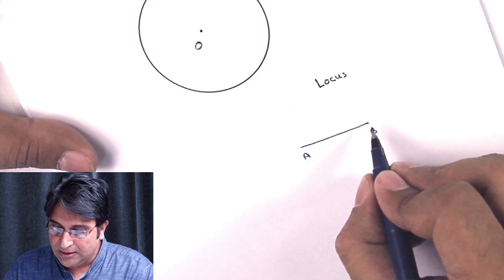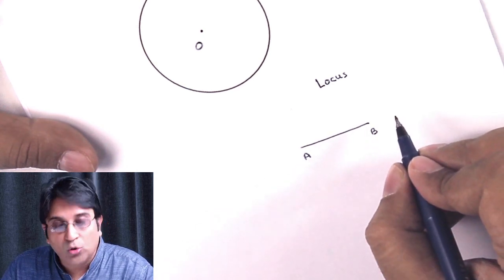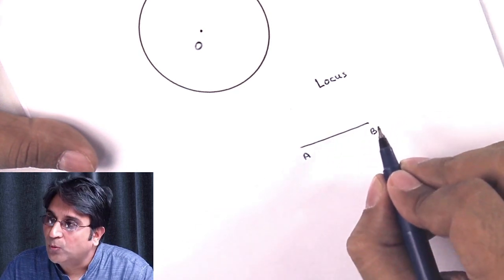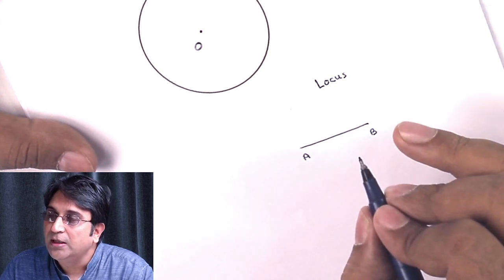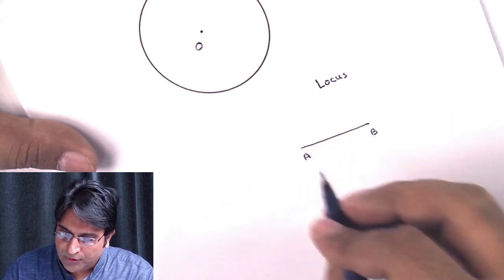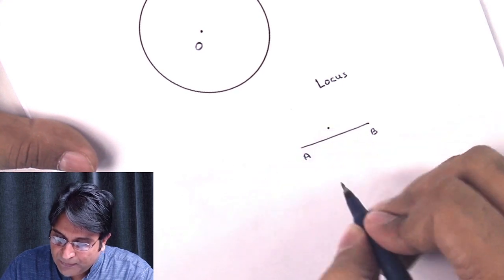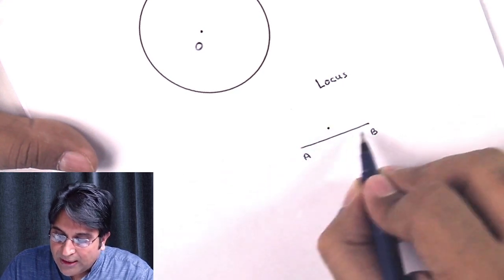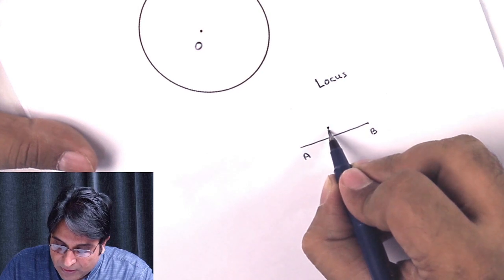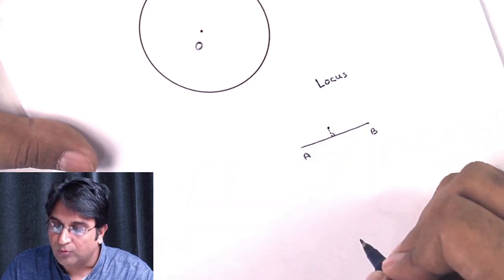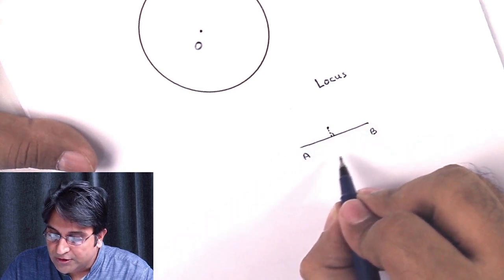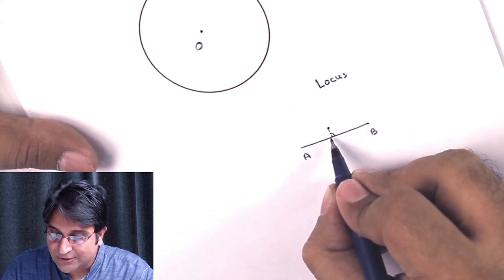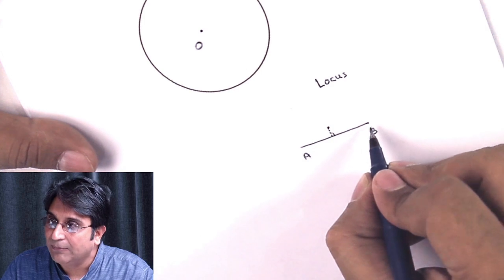So we have a line segment AB and we want the locus of a point which is always 1 centimeter from the line. That means its distance from the line should always be 1 centimeter. So let's say there's a point here. Its distance from the line means what? It means its perpendicular distance. So see, this distance should be 1 centimeter. So what did I say? Find the locus of a point which is at a distance of 1 centimeter from AB.